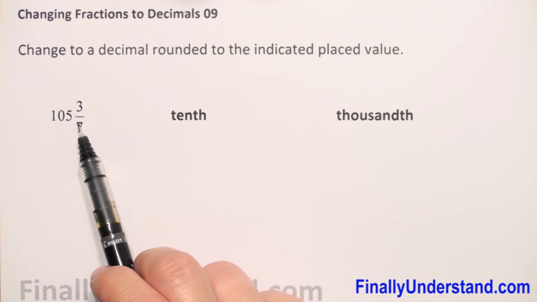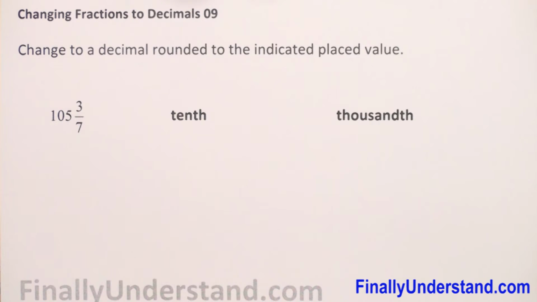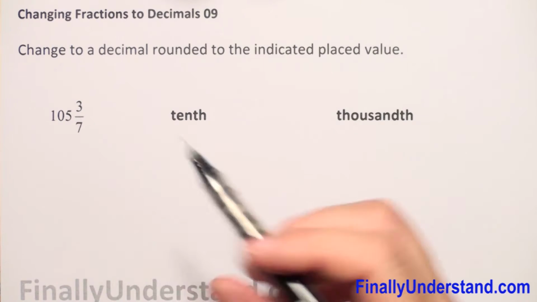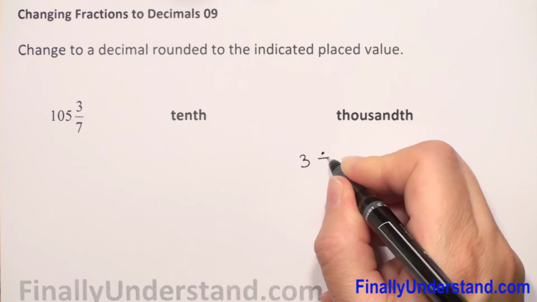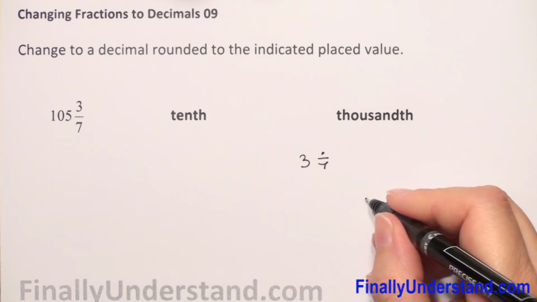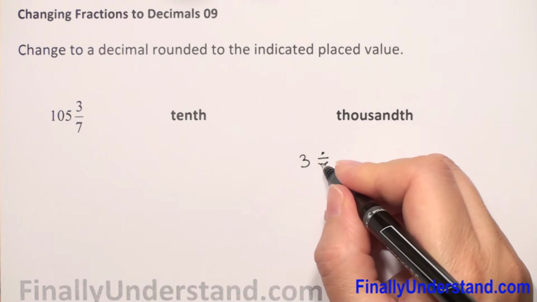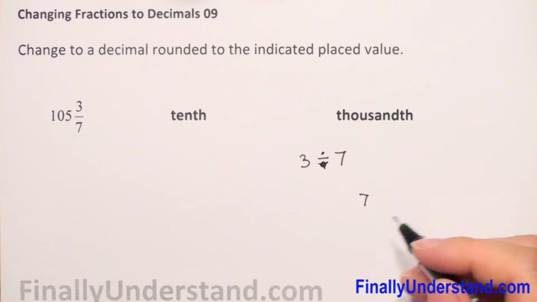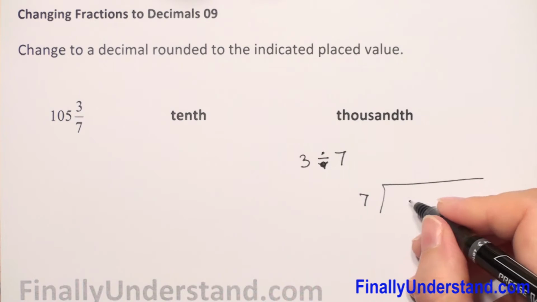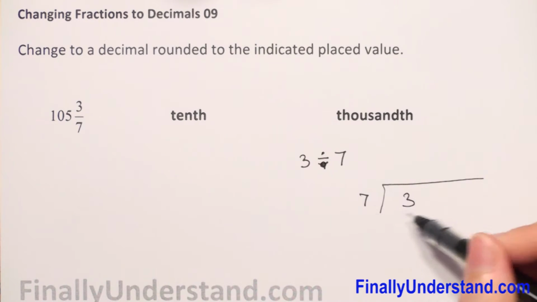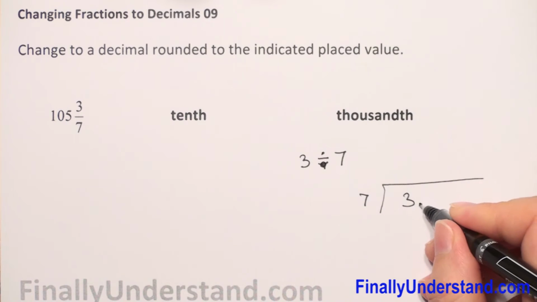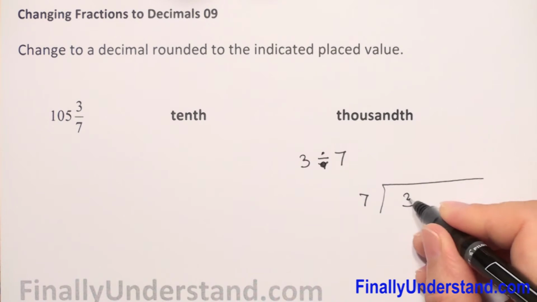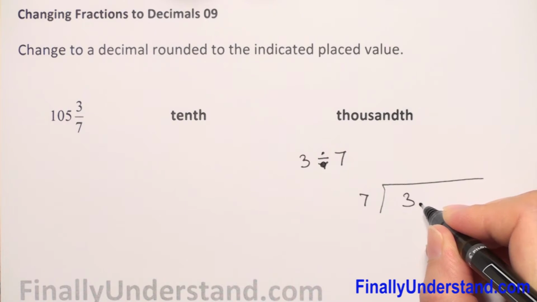We use long division, and we divide the numerator by the denominator. So 3 divided by 7. We have to set up long division. 7 is our divisor, and we have 3. And because we cannot put 7 into 3, we have to add a decimal point. This is the whole number. The decimal point is always after the whole number.